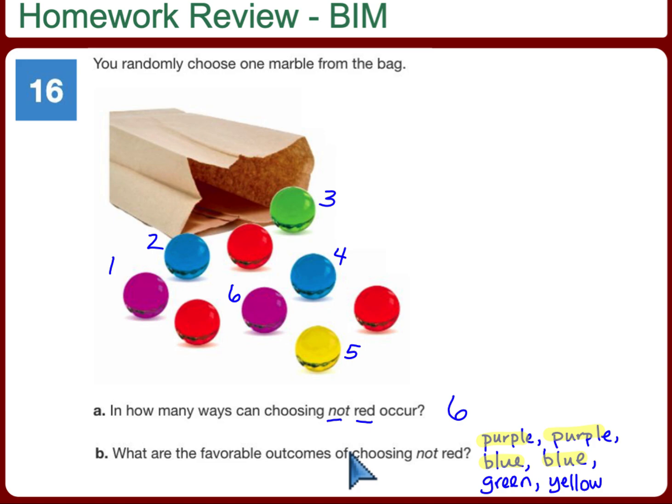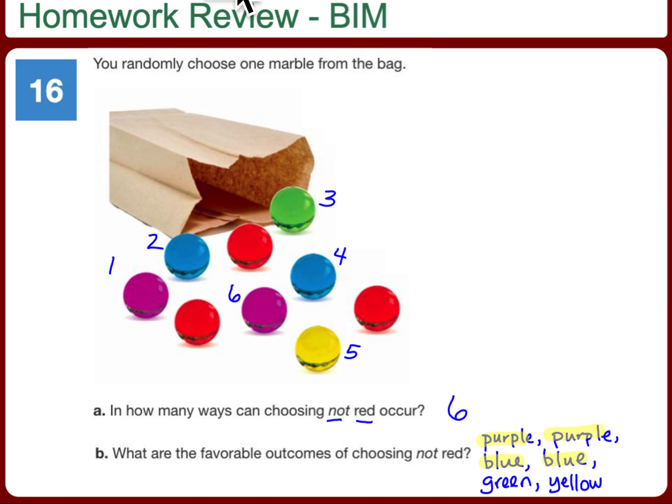All right? And then since there are 6 ways that not red would occur, you have to make sure you have 6 answers for the favorable outcomes. So since there are 2 purple marbles, you have to list purple twice. 2 blue marbles, you have to list blue twice. So keep that in mind as you're working with probability.